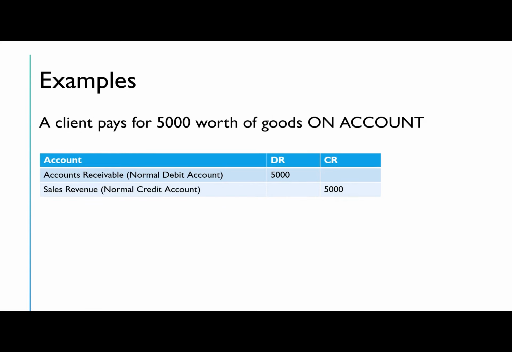Here is an example of accrued revenue, where a client has purchased $5,000 worth of goods on account. So accounts receivable is debited and is a debit account, so debit goes up. And sales revenue is credited and is a credit account, so credit goes up.